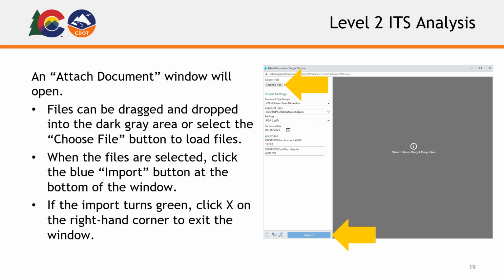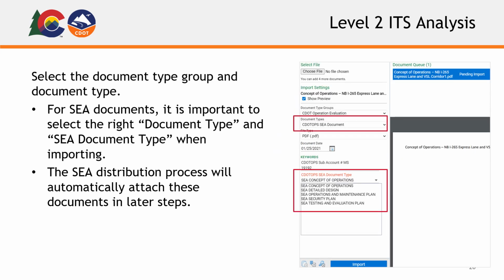If a project has a large number of files, or files of a large size, we recommend including a memo with embedded links to view the files. Select the document type group and document type. For SIA documents, it is important to select the right document type and SIA document type when importing. The SIA distribution process will automatically attach these documents in later steps.